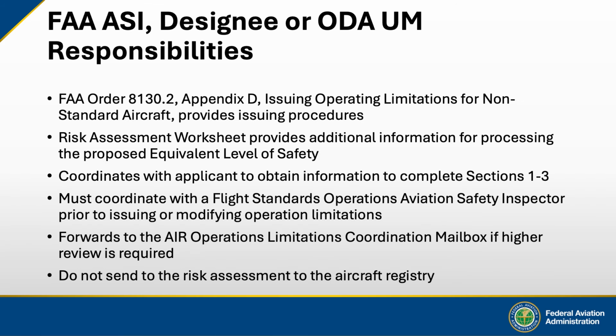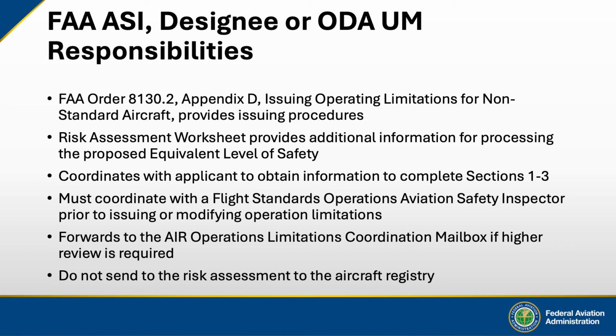FAA Order 8130.2, Appendix D, Issuing Operating Limitations with Special Airworthiness Certificates, provides procedures for issuing operating limitations for aircraft issued Special Airworthiness Certificates. In addition, the Risk Assessment Worksheet for certain experimental aircraft operating limitations provides additional information for processing the proposed equivalent level of safety. The Aviation Safety Inspector, Designee, or Organization Delegated Authorization Unit member should coordinate with the applicant to obtain information to complete Sections 1 through 3 to document the risk and determine if there is a sufficient equivalent level of safety for the modification of the applicable operating limitations.